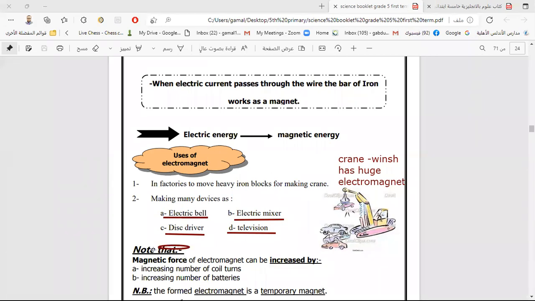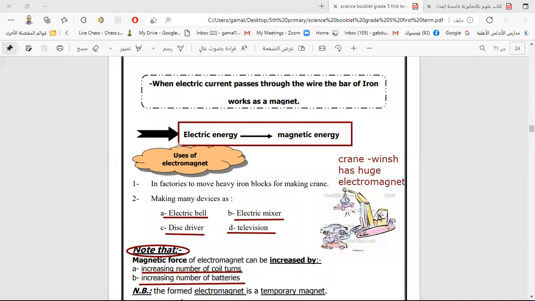Remember that we can increase the force of the electromagnet by increasing the number of coil turns and by increasing the number of batteries. Remember this very well. And also remember that the electromagnet changes electric energy into what? Into magnetic energy. Remember very well, the electromagnet is a device used to change electric energy into magnetic energy.